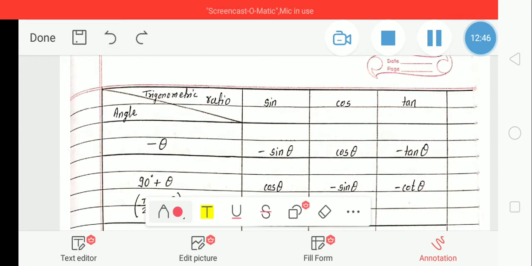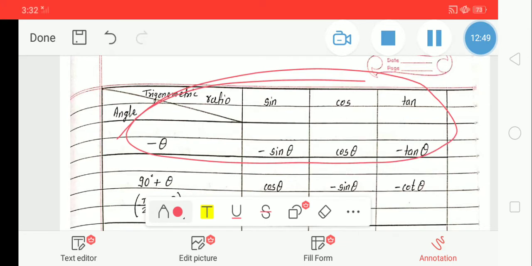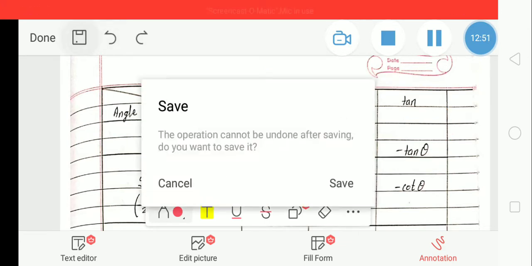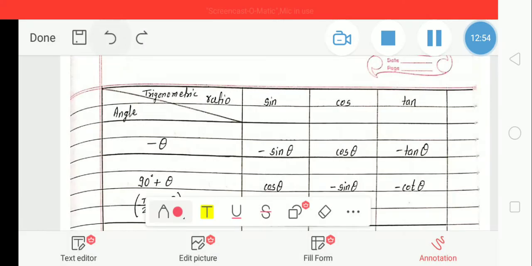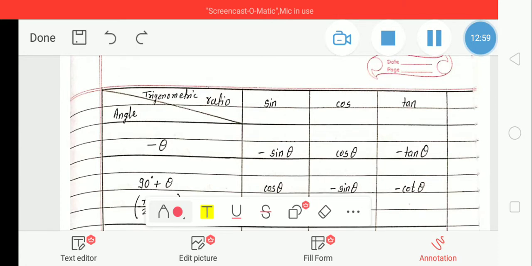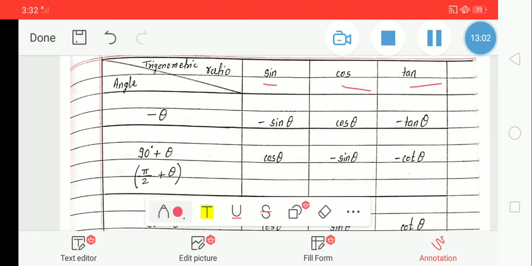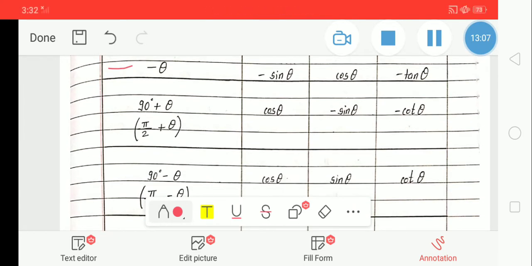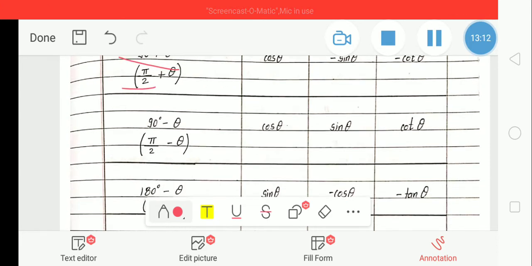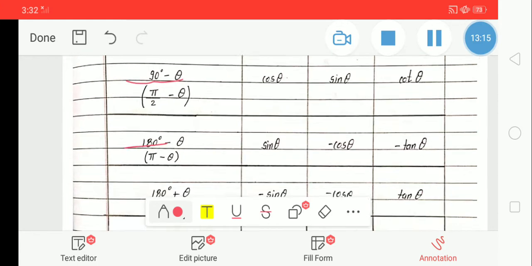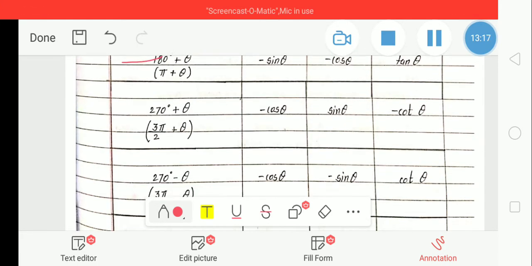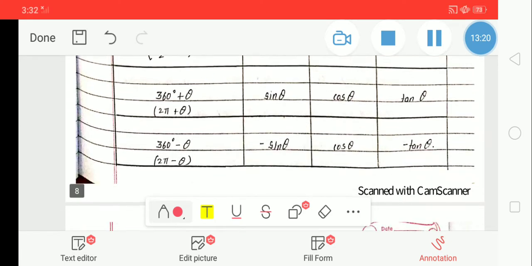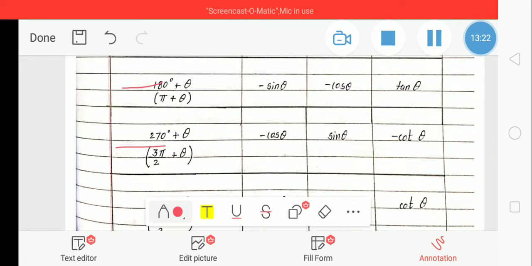So these are also very important values for solving sums. ये बहुत important है, हमको इसकी बहुत ज़रूरत है. So now this is a trigonometric ratio, sin, cos, tan, and this is the angle theta. This is minus theta. 90 plus theta means pi by 2, and here 90 minus theta, 180 minus theta, 180 plus theta, 270 plus theta, 270 minus theta, 360 plus theta, and 360 minus theta.